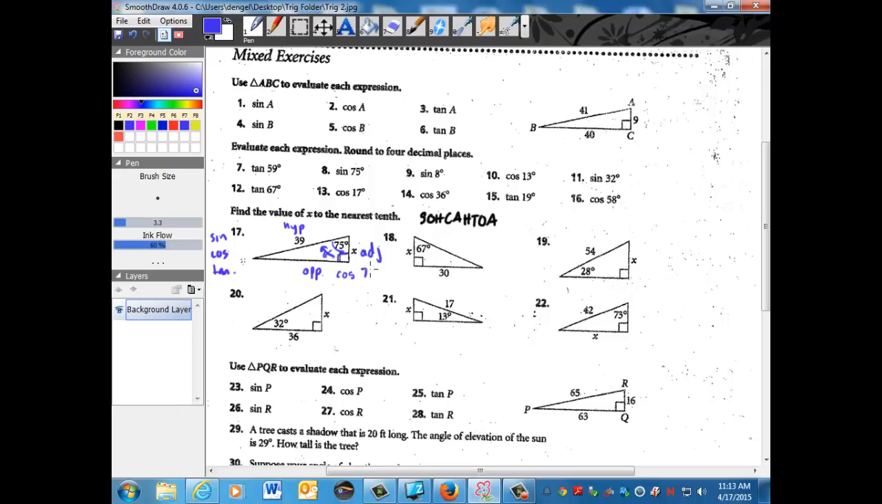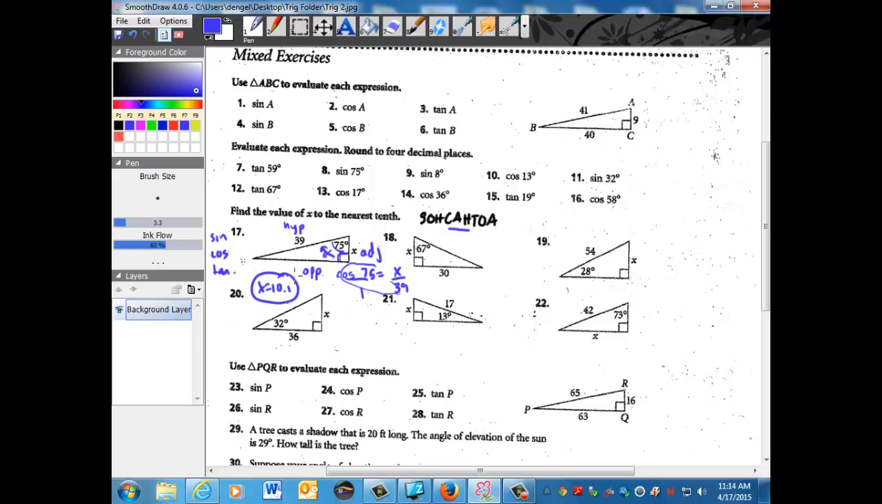And the reason why I chose the function cosine is that we're given x, which is adjacent over hypotenuse. So that becomes the CAH, which is what we have. So cosine 75 equals adjacent x over 39. All right, let's multiply that out. We have cosine of 75. We multiply that by 39. And so we end up getting, when we cross multiply, x is equal to 10.1.